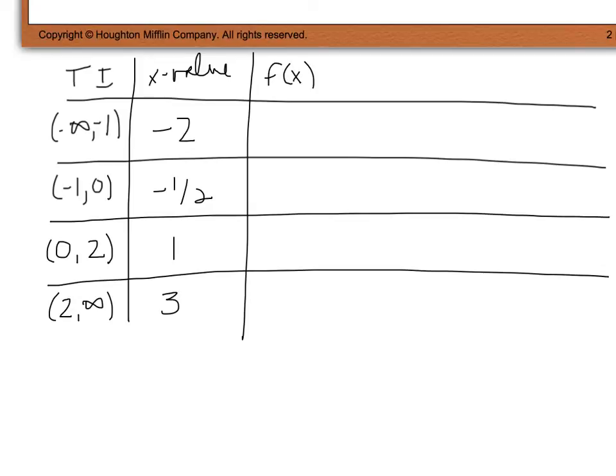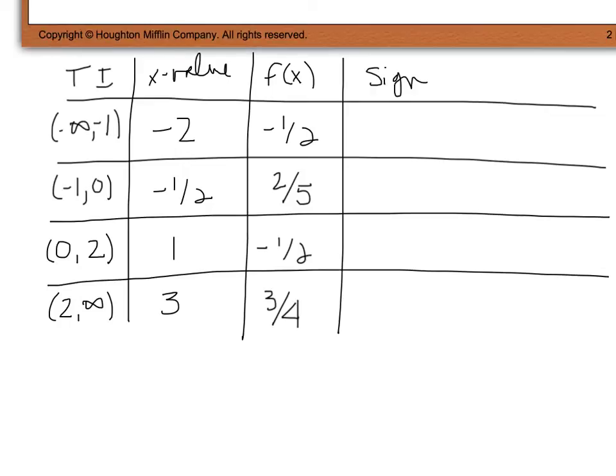I'm going to evaluate f of x. When x is equal to -2, I end up with -1/2. When x equals -0.5, I end up with 2/5 or 0.4. When x equals 1, I end up with -1/2. And when x equals 3, I end up with 3/4. Then I'm going to look at the sign, and the sign is going to be negative, positive, negative, positive.